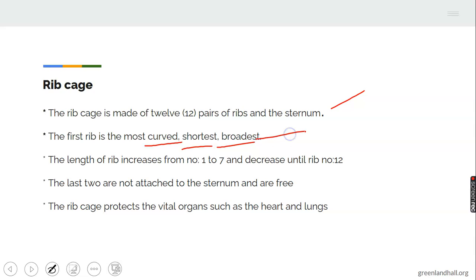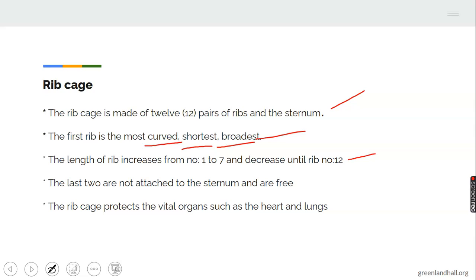I don't know how many of us are able to identify this when we did the practical, when I brought out the skeletal system of a man there. The length of the rib increases from number 1 to 7 and decreases until number 12. That means rib 1 increases in length, followed by number 2, number 3 to 7. And from 8, it decreases up to 12.